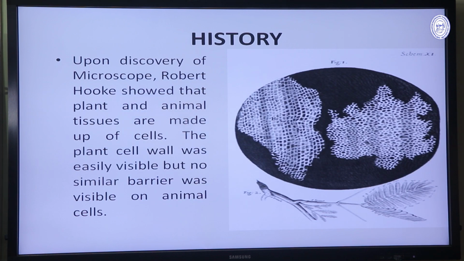Now, coming to the history. After discovery of microscope, we all know that Robert Hooke first showed that all type of plant and animal tissues are made up of cells. Here we can say these are the cork tissue made up of plant cell, and we can see that the plant cell wall was easily visible under microscope, but no such cell boundary was found in case of animal cells.